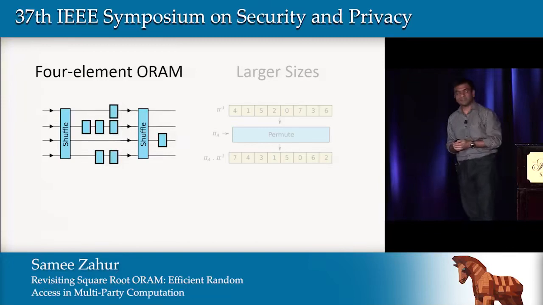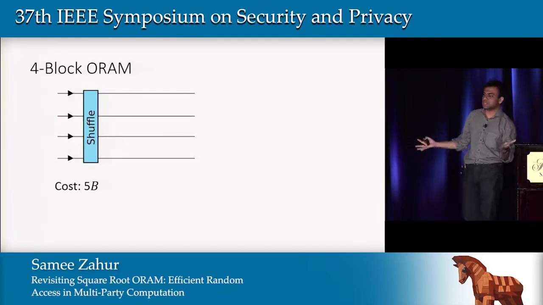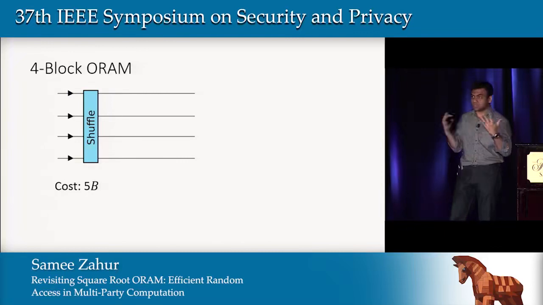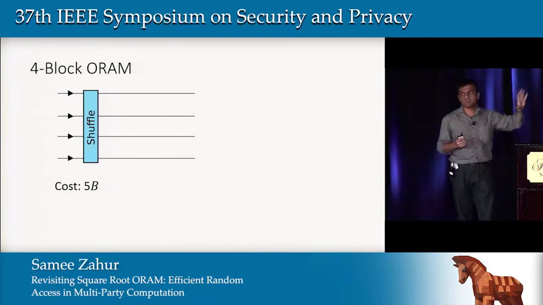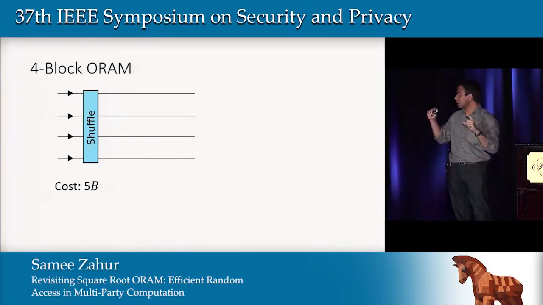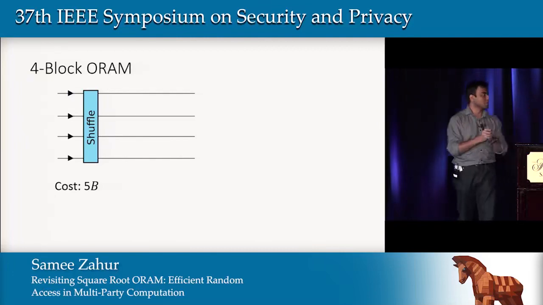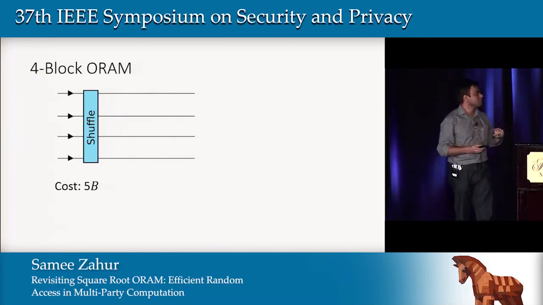So for 4 elements, let's say we have an array of just 4 elements. We have wires carrying 4 data elements, and we want to hide which one we're actually interested in. How do we do it? Well, first of all, we start by shuffling it. Through this one slide, we'll be using this notation of B. B bytes of data will be transferred for accessing one block of item. So for shuffling, we can do it in 5B bytes of data transfer.